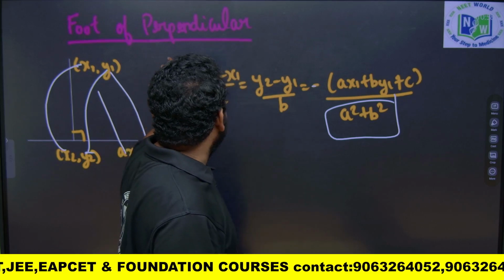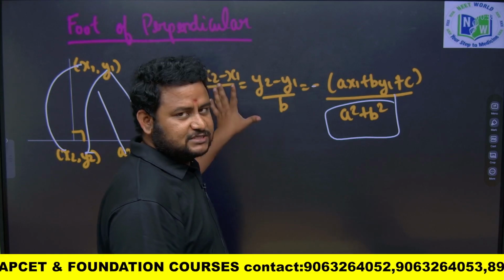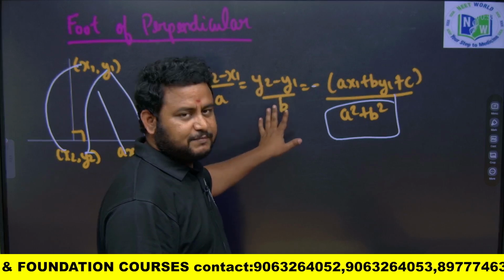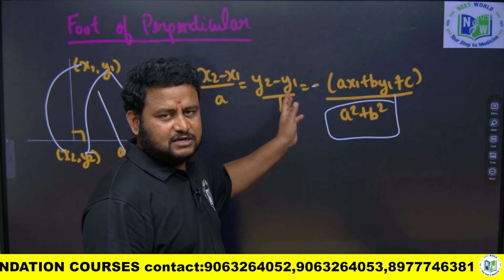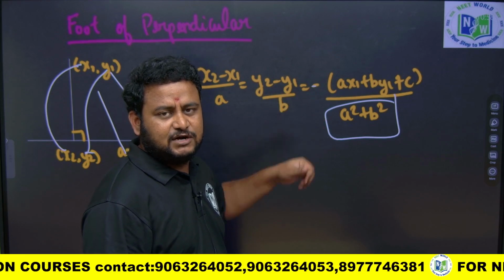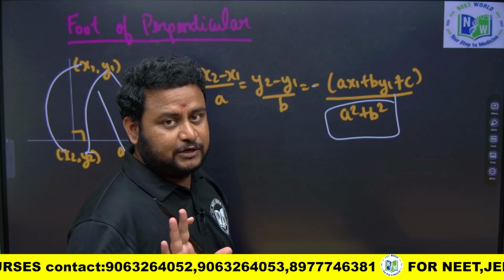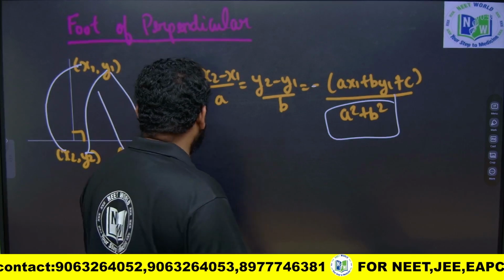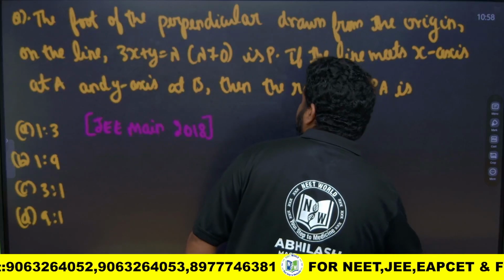Okay, if they ask for the foot of the perpendicular, this is the formula: (x2 minus x1) by a is equal to (y2 minus y1) by b is equal to minus of (ax1 plus by1 plus c) divided by a square plus b square. No square root here. Okay, let us solve some questions based on this.